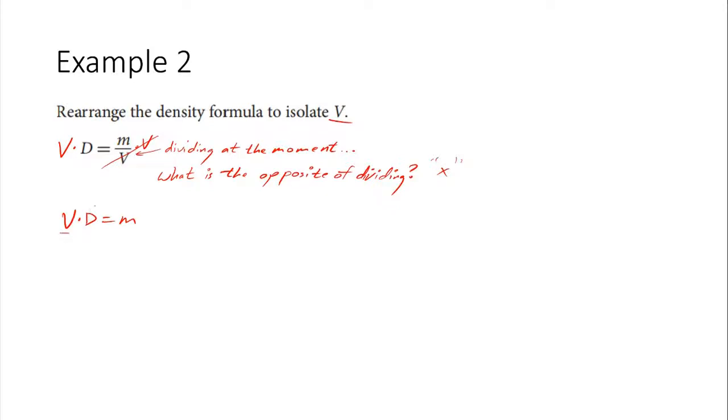But who's with v now? Ah, d, right? Now, what is d doing? D is multiplying. So what's the opposite of multiplying by d? Divide. Just remember, what you do to one side, do to the other. You should cancel out the variables you want, and then all that's left is v equaling the mass divided by your density.